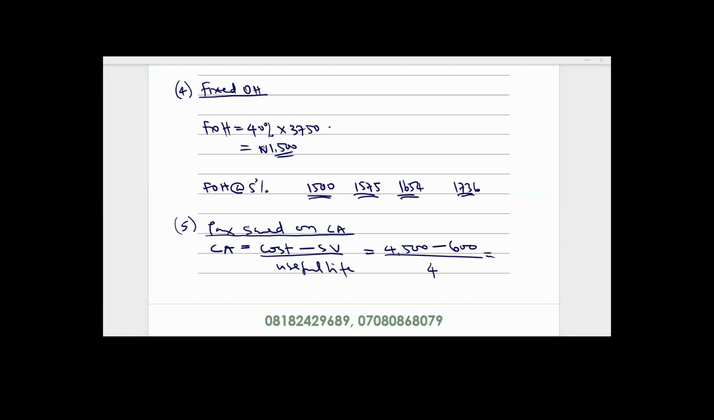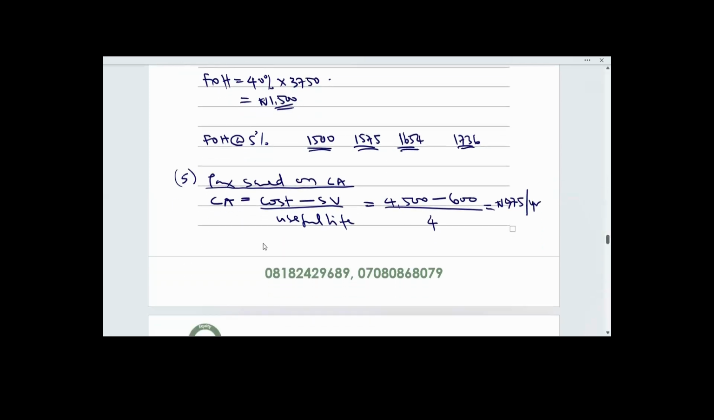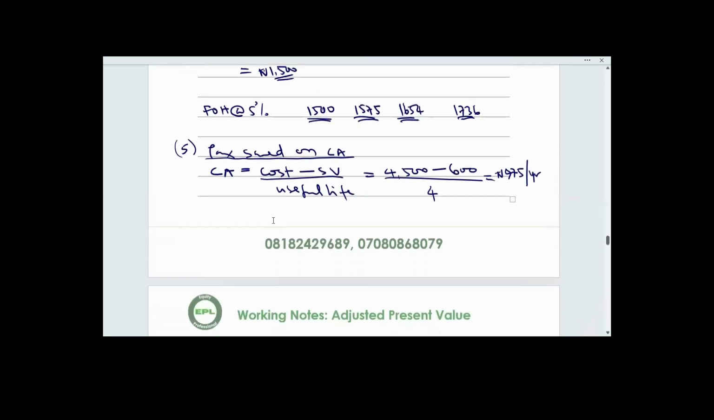That's 975. Here is 975,000 naira per annum. So with this, I can then calculate my tax saved. Tax saved on capital allowance is equal to capital allowance multiplied by company tax rate, which is 975 multiplied by 25% tax rate.